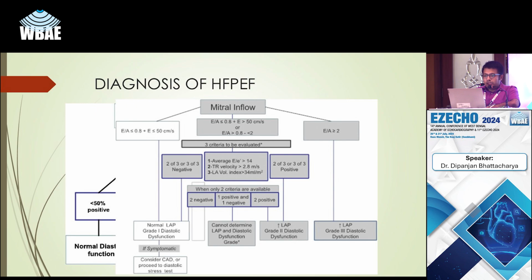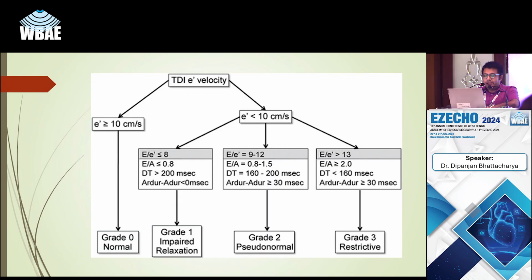So in the algorithm for diagnosis of heart failure with preserved EF, there are four components which have to be assessed. That is the average E by E prime more than 14, septal E prime less than 7 or lateral E prime less than 10, TR velocity more than 2.8, and the LA volume index more than 34. Out of these four, if more than 2 are positive, diastolic dysfunction is definitely there. If less than 2 are positive, then it is not there. But the gray zone is there when 50% become positive. That's what to do when 2 are positive.